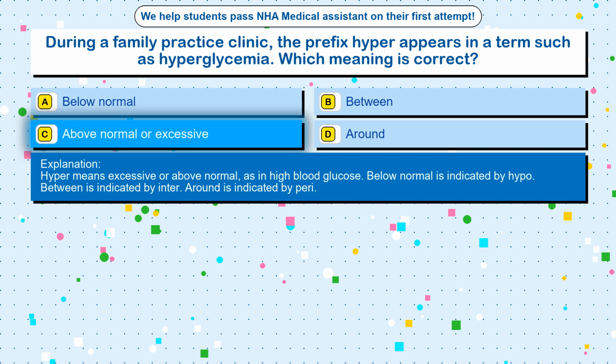Hyper means excessive or above normal, as in high blood glucose. Below normal is indicated by hypo. Between is indicated by inter. Around is indicated by peri.